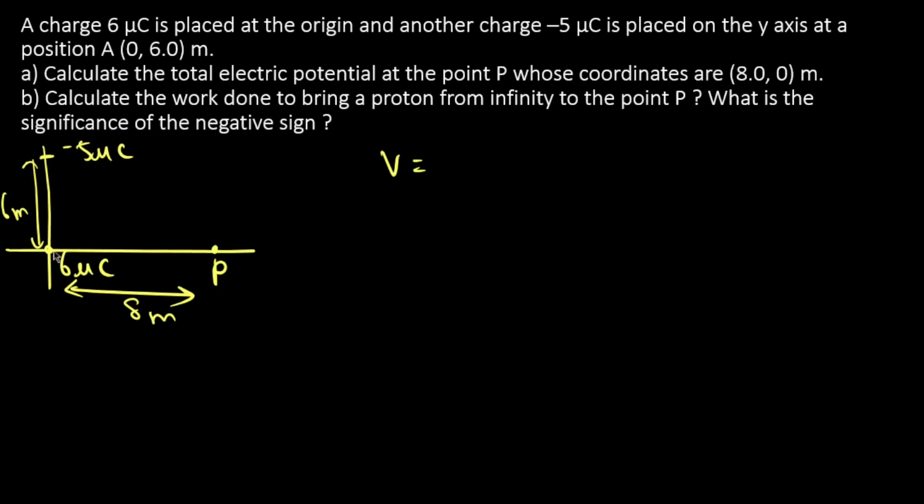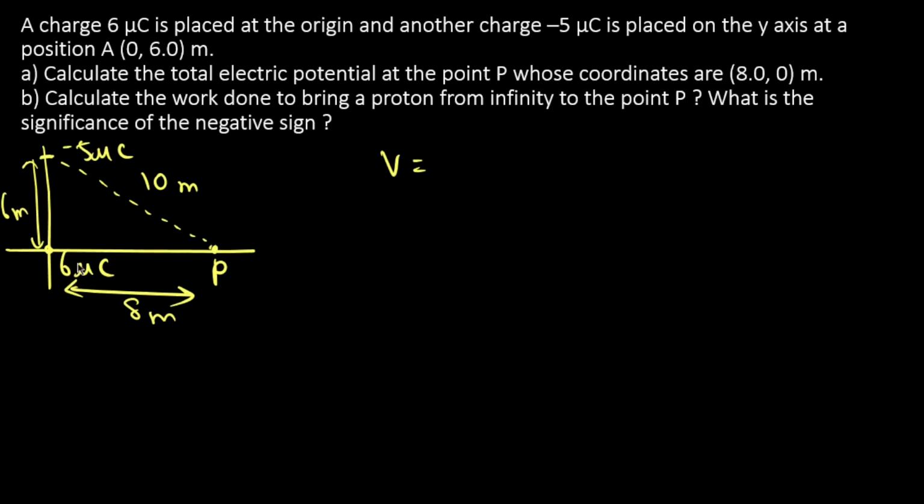So we know the distance of one charge from point P. We need to calculate the distance of the other charge from point P. So this forms a right angle triangle. From Pythagoras theorem we get the square root of 6 squared plus 8 squared, that is 10 meters. So let's calculate the potential.